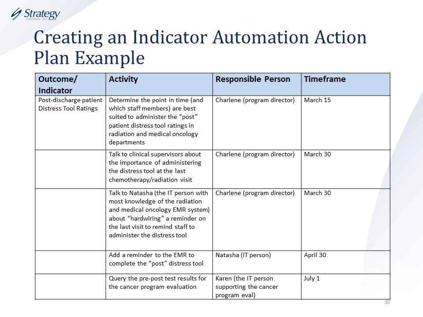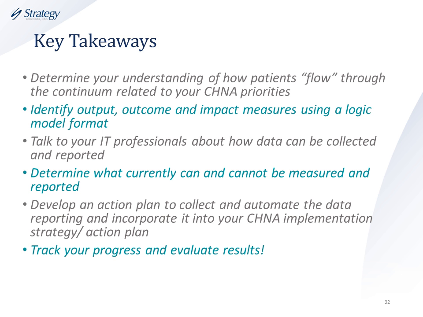So, what does this tell us about what we need to do? Think about this as your takeaways. Determine your understanding of how patients flow through your continuum related to your CHNA priorities. What is it that you're ultimately trying to impact, and how do they flow through your system? Look at the output, outcome, and impact measures using a logic model format, okay?